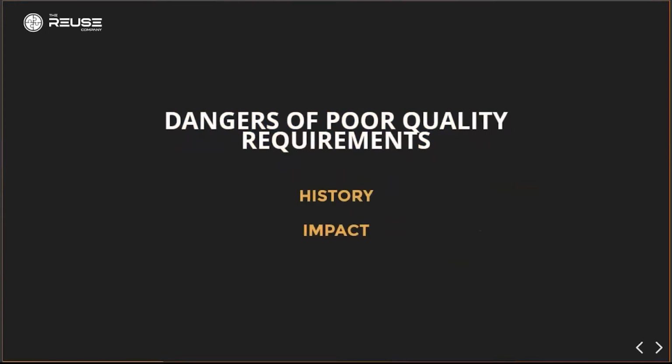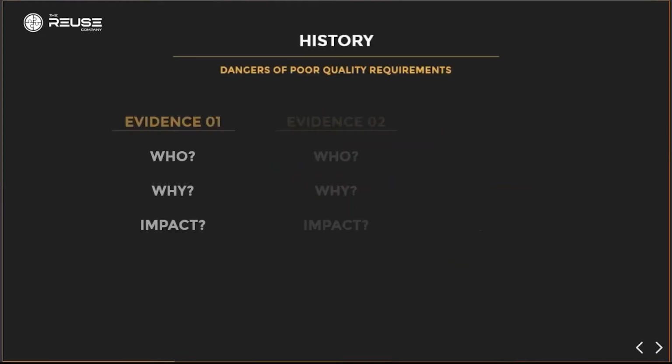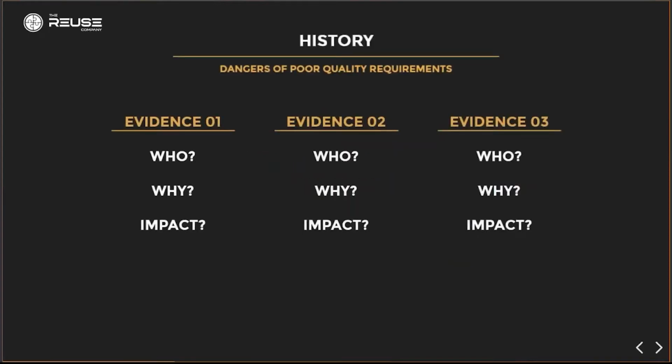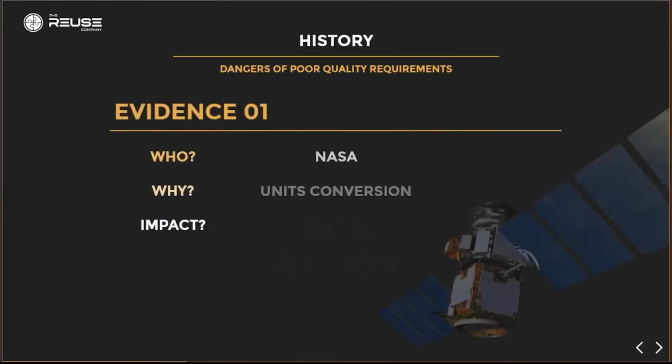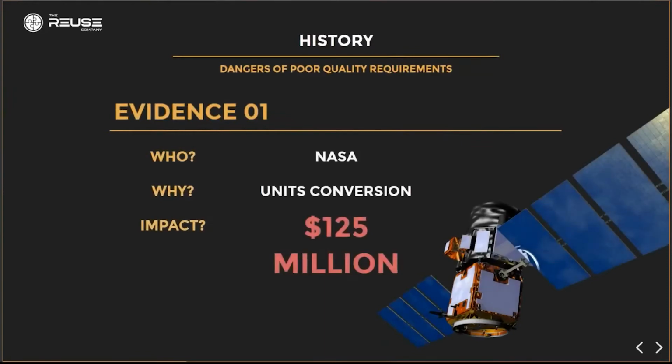So the first thing I would like to take a look at is history, right? Then we'll take a look at the actual impact of those poor quality requirements. But at the beginning, I would like to present you three main evidences, right? So we're going to take a look at three core questions, which are who, why, and which is the actual impact. For the first one, we're taking a look at NASA, right?